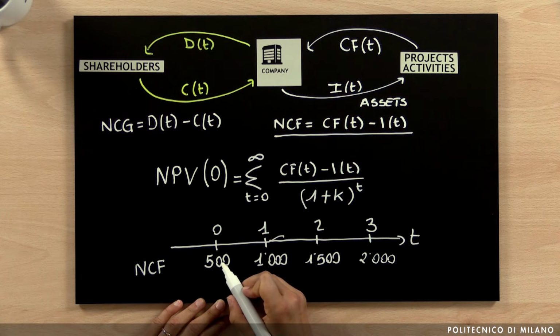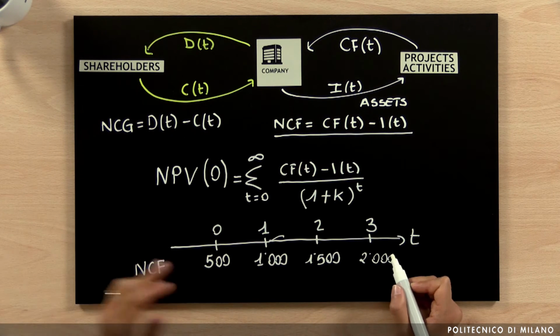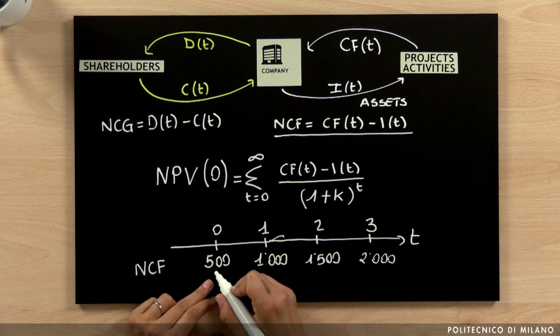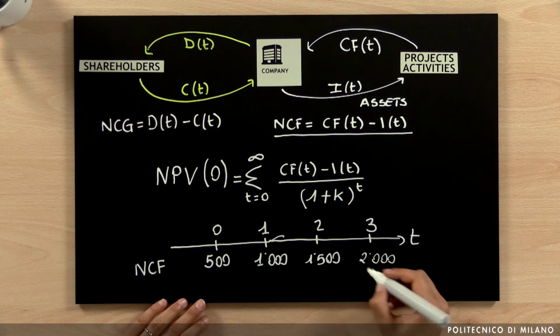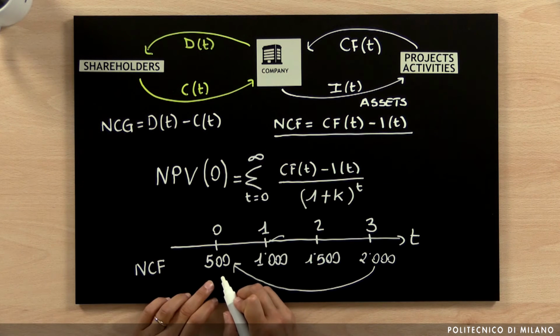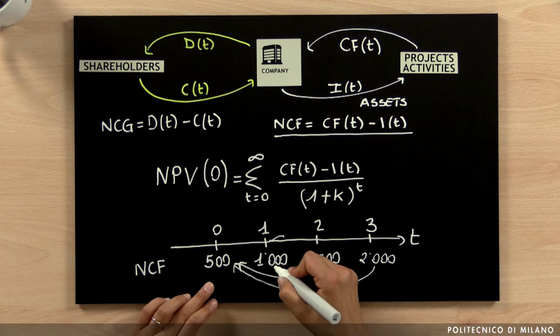But we cannot sum cash flows of different years because of the time effect. If we have 2,000 euros at year 3, it does not correspond to the same amount of money today. So what we need to do is move back this amount of cash to the moment in which we are doing the evaluation, which is the instant zero. So we are just moving back these cash flows.